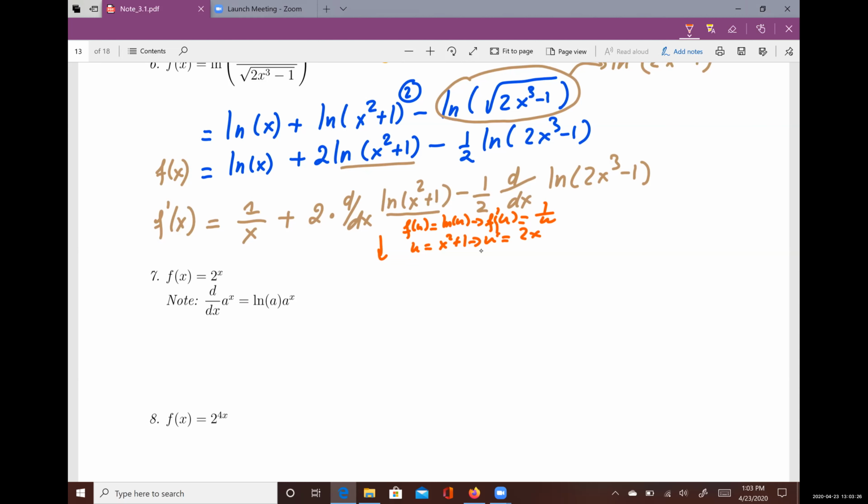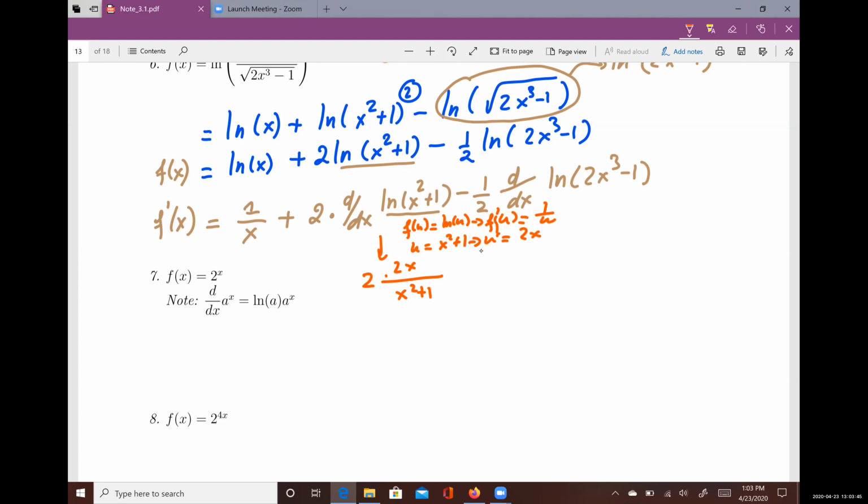So this will be 1 over x, which is still 1 over x. And this term here is going to be 2 times u prime, which is 2x, and then times 1 over u, which is divided by u, where u is x squared plus 1.